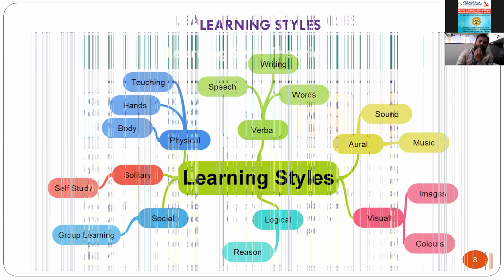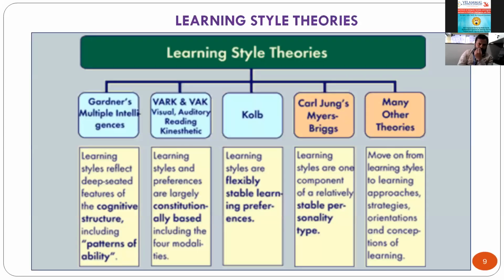Next one, different types of learning style theories. There are Gardner's multiple intelligences, VARK: visual, auditory, reading and kinesthetic, then Carl Jung's, Myers-Briggs, and many other theories. These are different style theories, and these are NLP oriented, neuro linguistic programming oriented. VARK means visual, auditory, reading, kinesthetic, or the VARK model, and multiple intelligence. So like that, different types of learning style theories are available.